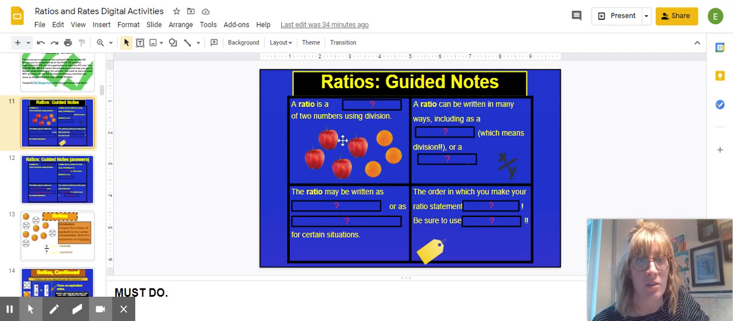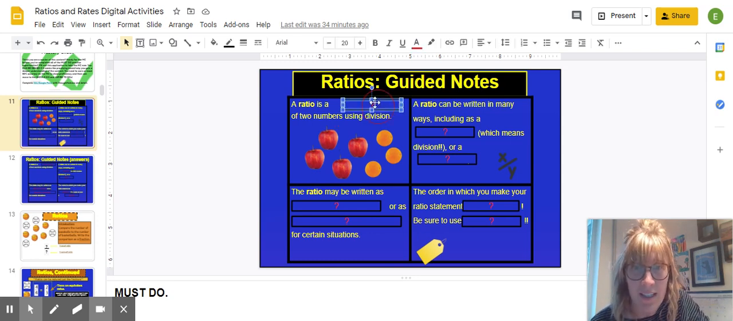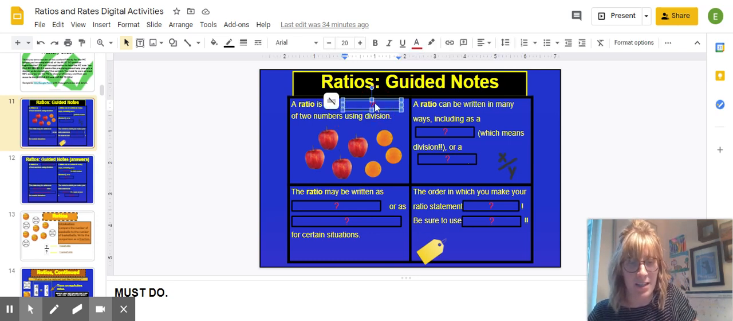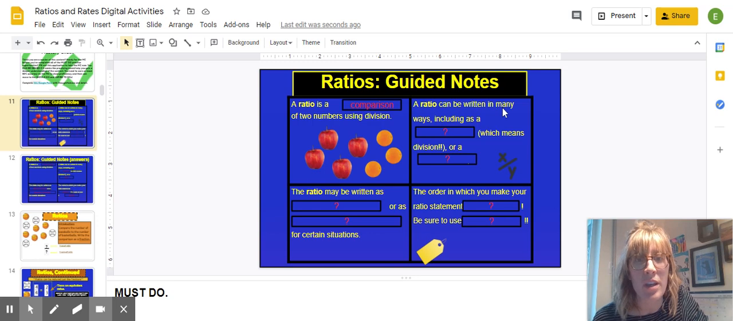When we think about a ratio, it's really just a comparison statement. It's comparing two things, like apples and oranges. So a ratio is a comparison of two numbers, really using division. Thinking about that, we can also say that a ratio can be written in different formats. You'll see it written in different ways, including as a fraction.